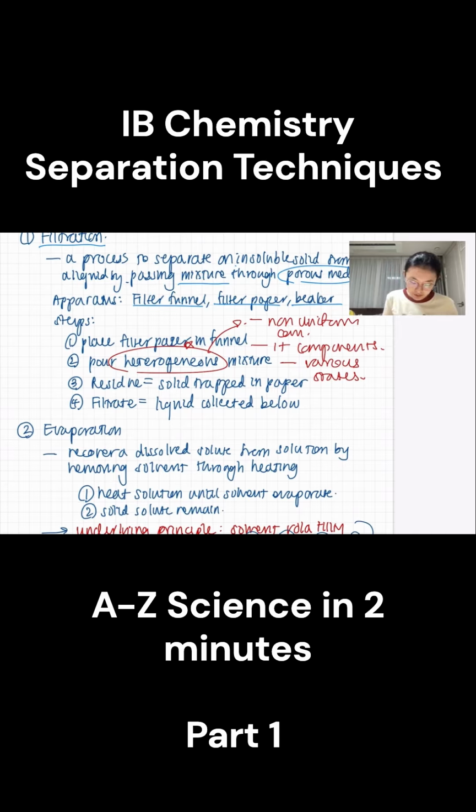After pouring the heterogeneous mixture, we will be collecting the residue, which is essentially the solid that's trapped in the filter paper that we discussed above. We also collect the filtrate, which is essentially just the liquid that's collected below, usually in a conical flask.